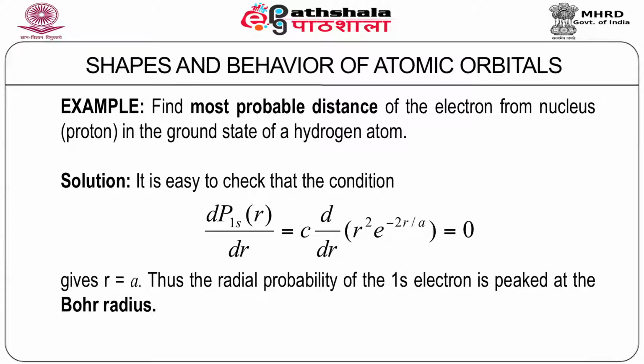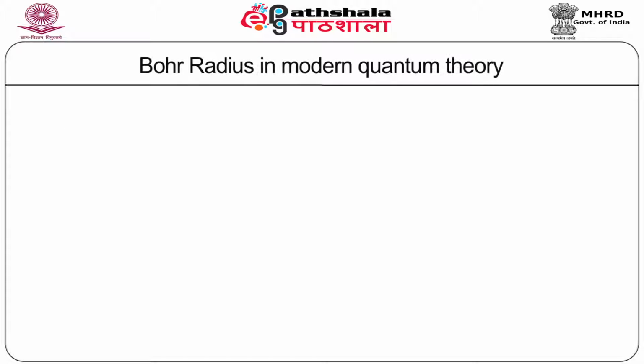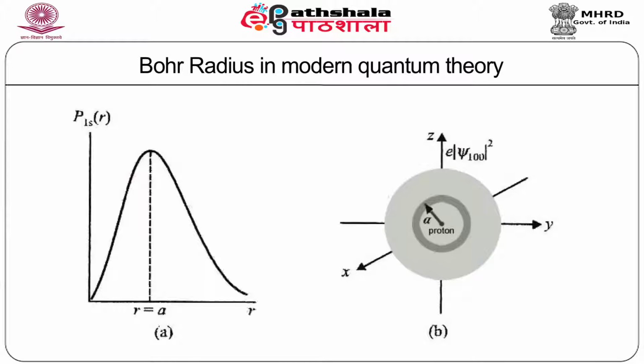In the language of modern quantum mechanics, this is the distance from the nucleus where the electron is most likely to be. This is the maximum probability, right? So now you can see the picture on the screen. This shows what the Bohr radius is in modern quantum theory. Okay, so you have plotted the probability function against r, that is the radial probability function, and it is peaked at the Bohr radius r equal to a.